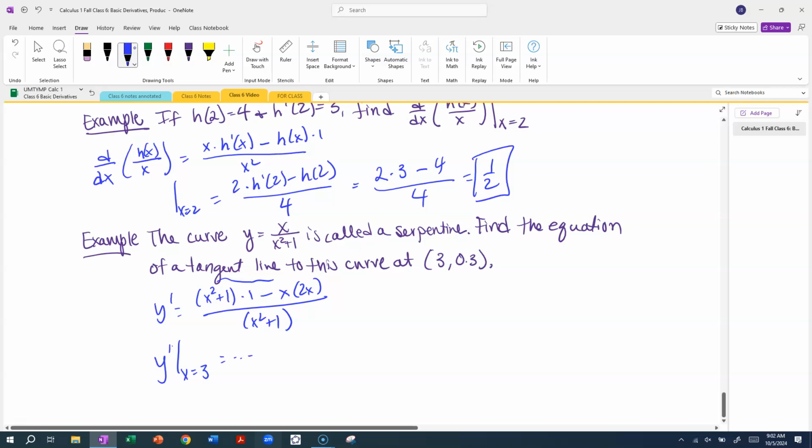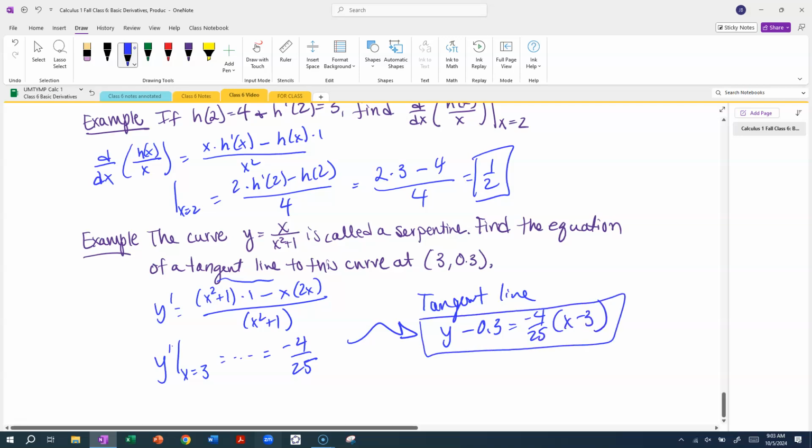I'm just going to say some arithmetic later, you get negative 4 over 25. So that means your tangent line is given by y minus 0.3 is equal to negative 4 over 25 times x minus 3. And I am done.